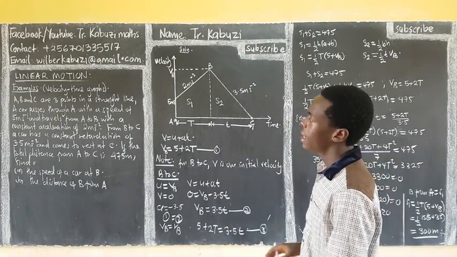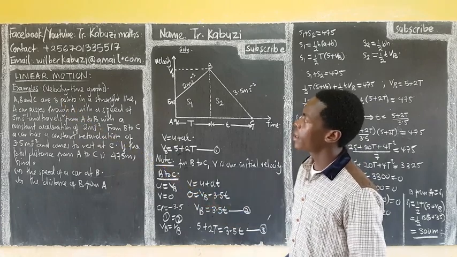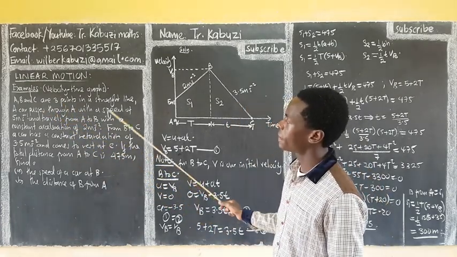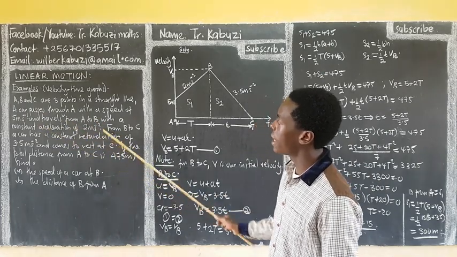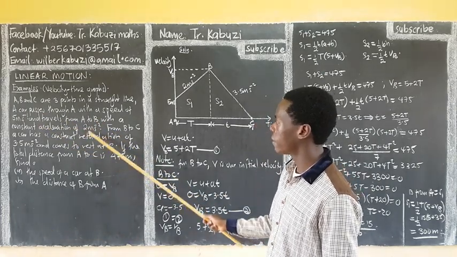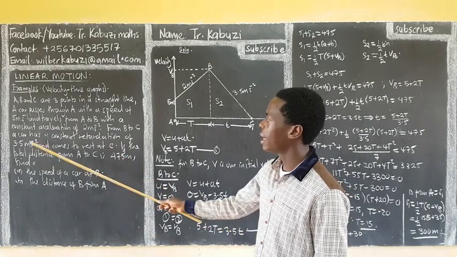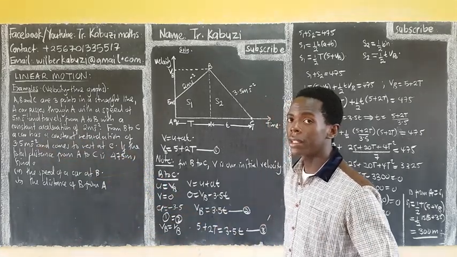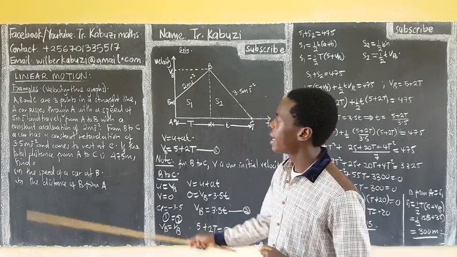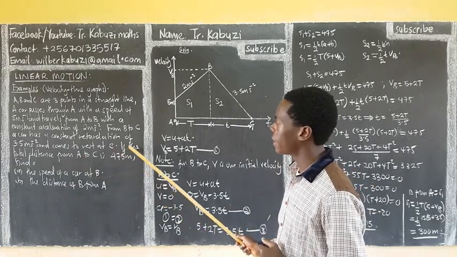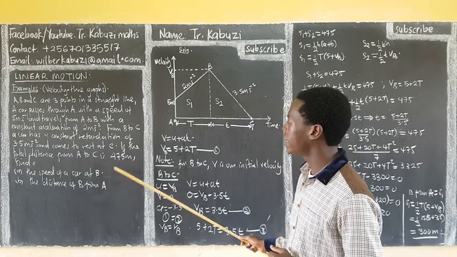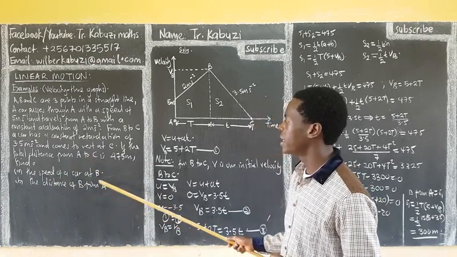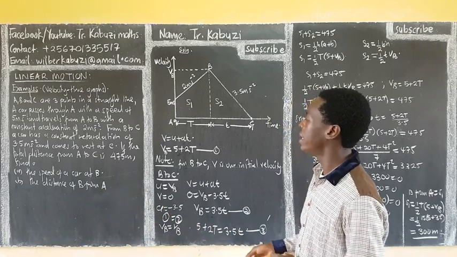They're telling us that A, B, and C are 3 points in a straight line. A car passes through A with the speed of this and travels from A to B with the constant acceleration of this. From B to C, a car has a constant retardation of this. Whenever they talk about retardation, think about a negative acceleration, and it comes to rest at C. If the road distance from A to C is 475, find the speed of the car at B and the distance of B from A.